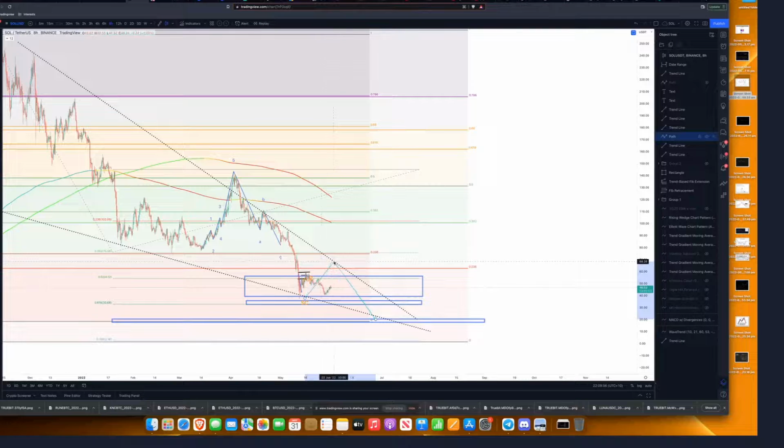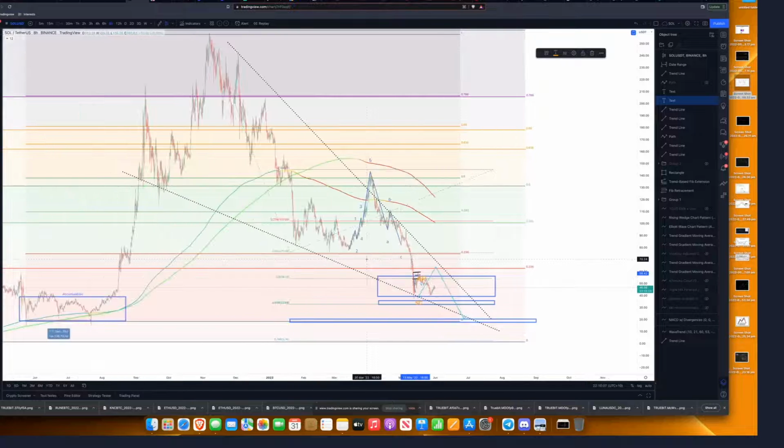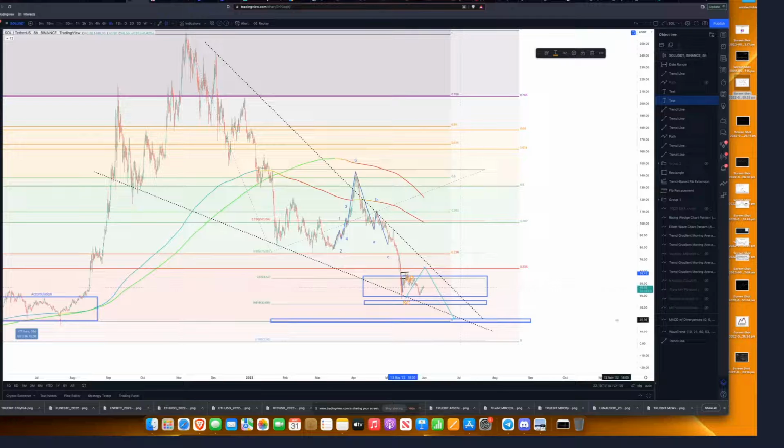I was hoping it will go somewhere around there. So at the moment, nothing. Don't rush into your alts. That's my advice. Look for setups. That would have been a good shorting opportunity. It doesn't look good. Solana doesn't look good at all.